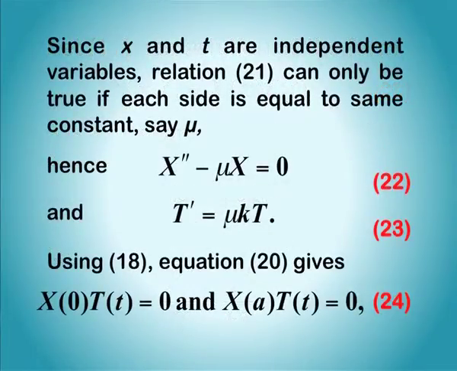Since x and t are independent variables, naturally u(x,t), relation 21 that we have seen just now can only be true if each side is equal to the same constant. We say that the constant which we are assuming is mu. So that is what we get, equal to mu.